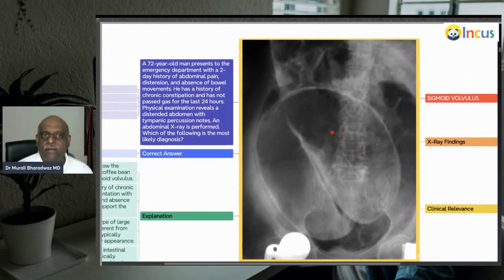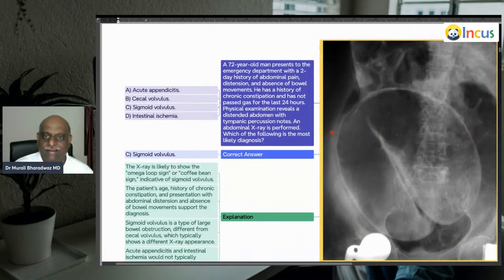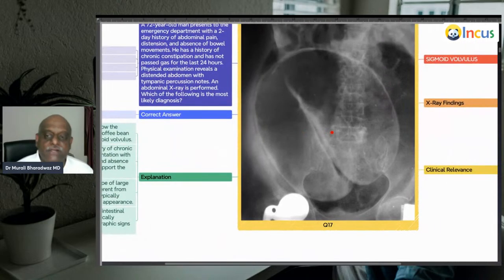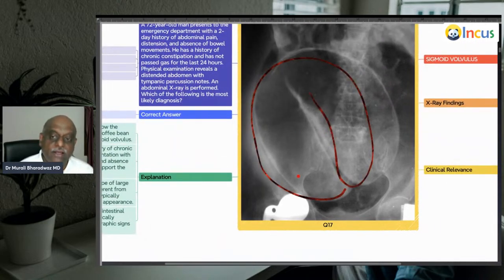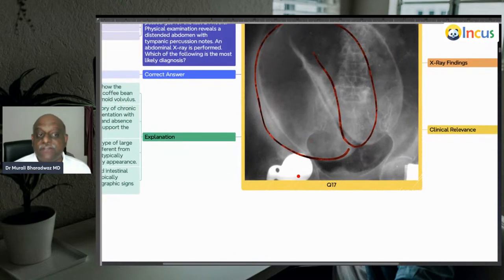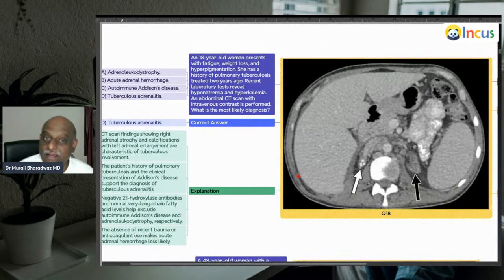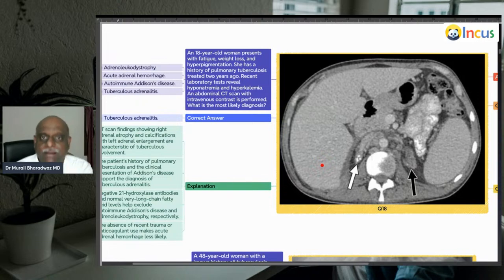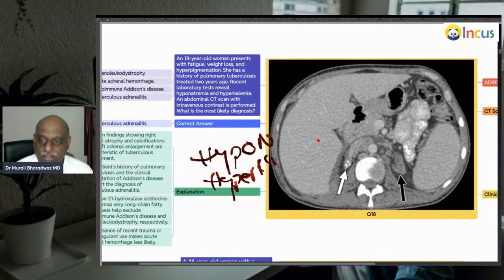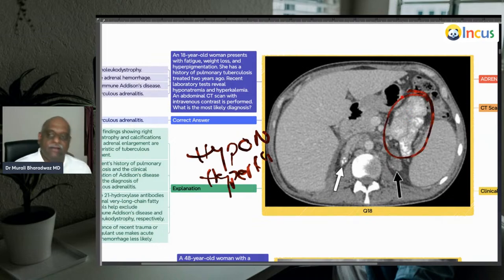A 70-year-old with abdominal pain with distension. He has a history of chronic constipation, which is classically what you are seeing here. Coffee bean appearance, which is the feature of sigmoid volvulus. An 18-year-old with fever, weight loss, hyperpigmentation, history of pulmonary TB. She has hyponatremia with hyperkalemia. Hyponatremia, you know, the moment the adrenal gland is affected with TB, what will it lead to, doctor? It leads to hypoadrenalism. Once adrenal is not working, you don't have steroid. What is the purpose of steroid?